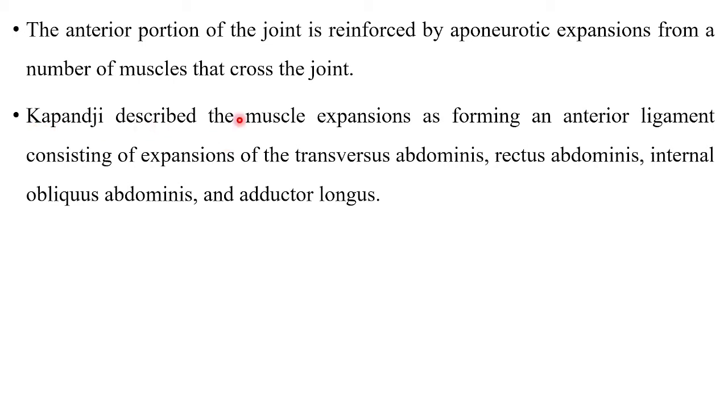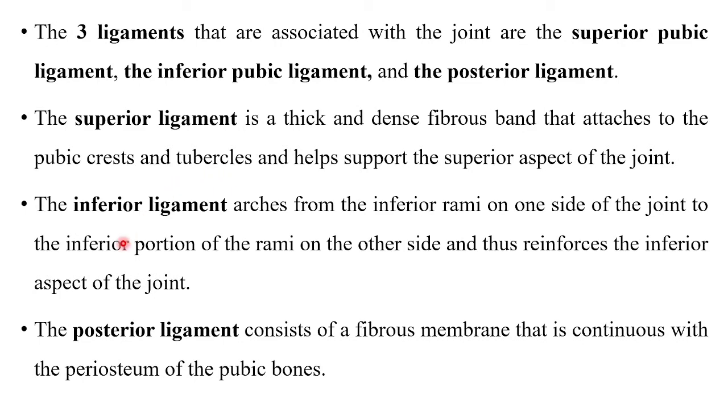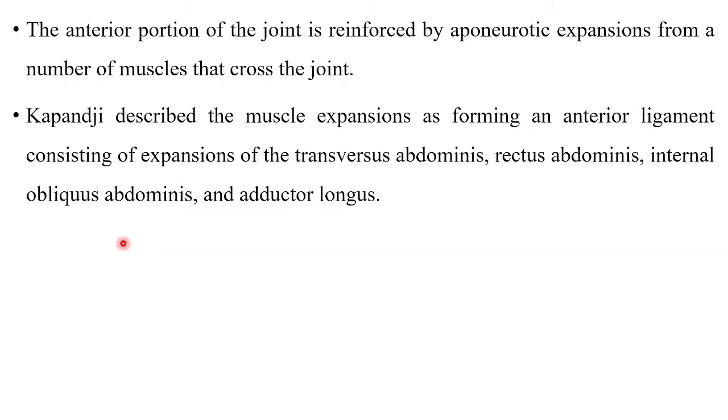Campanacci has described the muscle expansions forming the anterior ligament as the transversus abdominis, rectus abdominis, internal oblique abdominis, and the adductor longus. These aponeurotic expansions in the anterior aspect will form the anterior ligament, apart from the superior, inferior, and posterior ligaments. So all these ligaments provide stability to the joint.